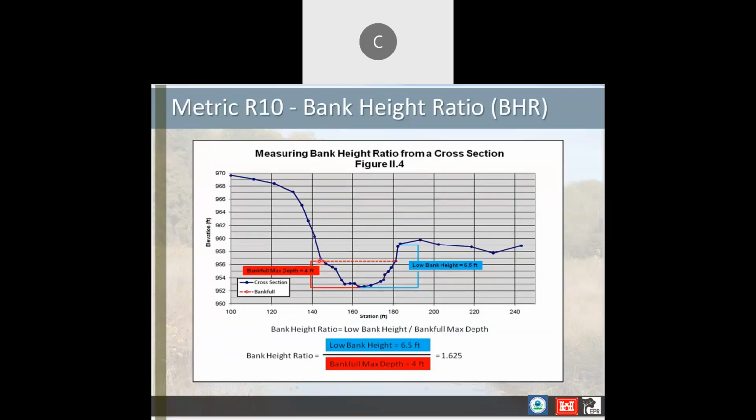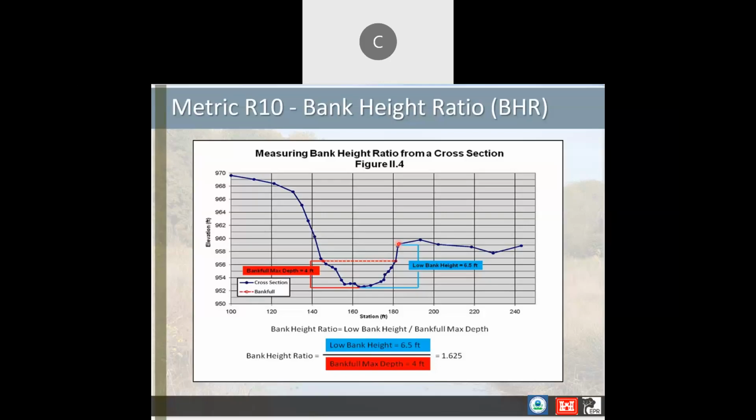The bank height ratio, once you know where bankfull is on your reach, for the riffles at the upstream end and the downstream end, you're going to measure the maximum bankfull depth. So from bankfull down to the deepest part of that channel. You're also going to measure the low bank height. So of the left bank and the right bank, which one is lower of the two, and measure that height.